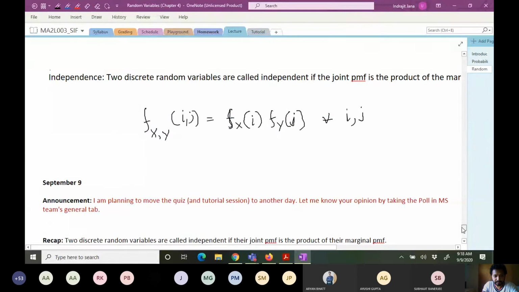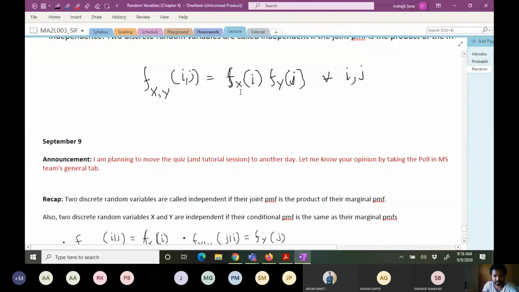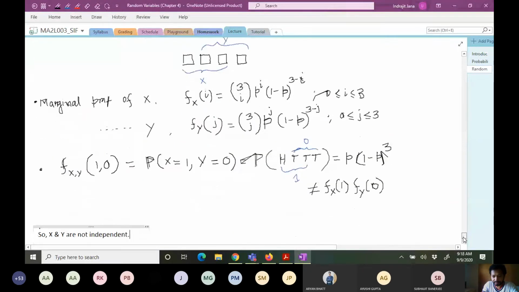Essentially, the point is that if you want these two random variables to be independent, this product rule that fxy(i,j) equals fx(i) times fy(j) must hold for all i, j. If it fails for one i, j, it is not independent. So that's what is happening here. It fails for i equal to 1 and j equal to 0. fxy(1,0) is not equal to fx(1) times fy(0). So therefore, x and y are not independent.